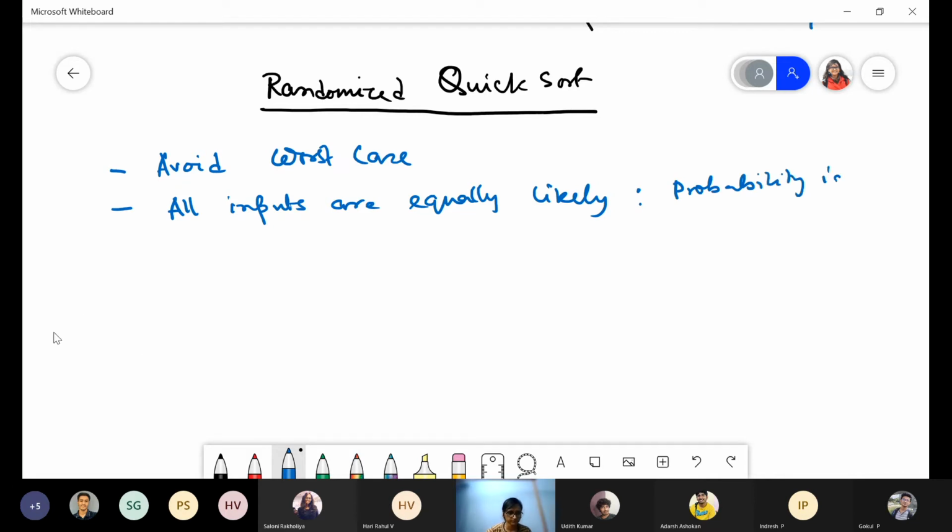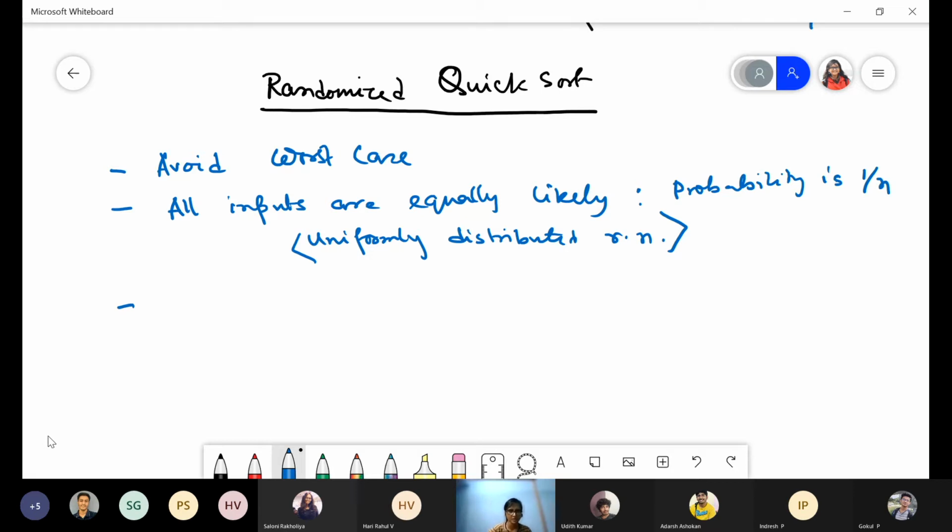is 1 by n only. This is obviously you can understand. For this to happen, we have to take a uniformly distributed random number, Rn. This we have to take. If there is any other probability distribution, we can't consider that random number for our randomized quicksort analysis. So this is one consideration.